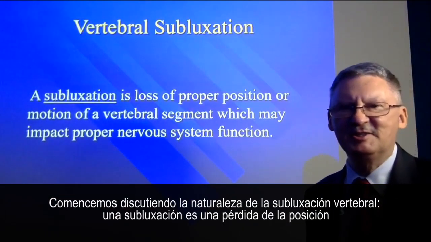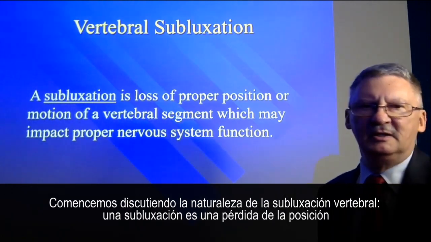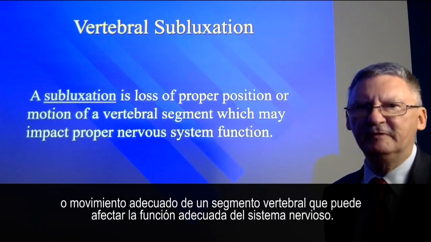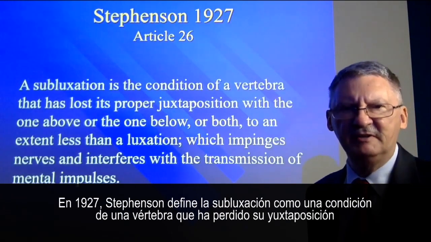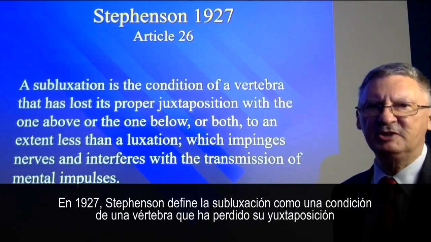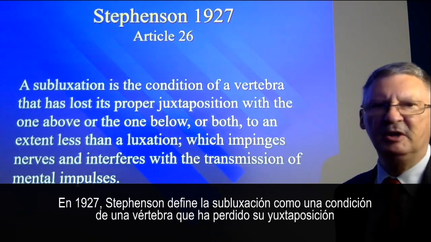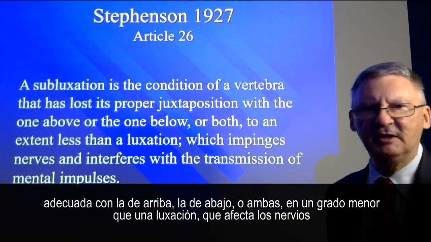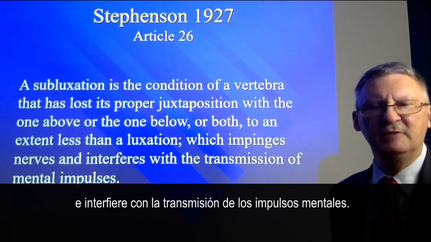Let's begin by discussing the nature of the vertebral subluxation. A subluxation is a loss of proper position or motion of a vertebral segment which may impact proper nervous system function. In 1927, Stevenson defined subluxation as a condition of a vertebra that has lost its proper juxtaposition with the one above, the one below, or both, to an extent less than a luxation, which impinges nerves and interferes with the transmission of mental impulses.